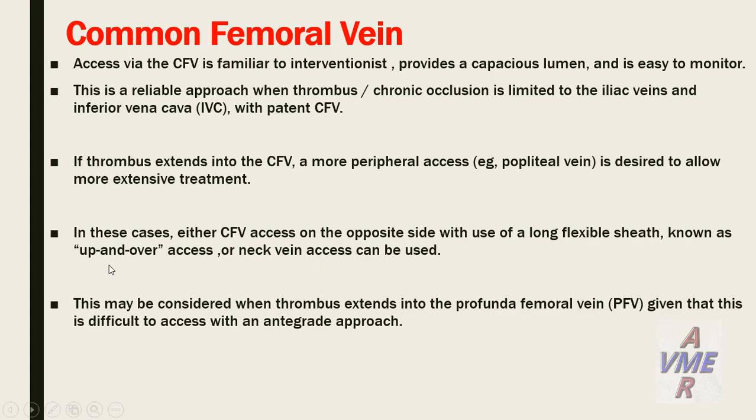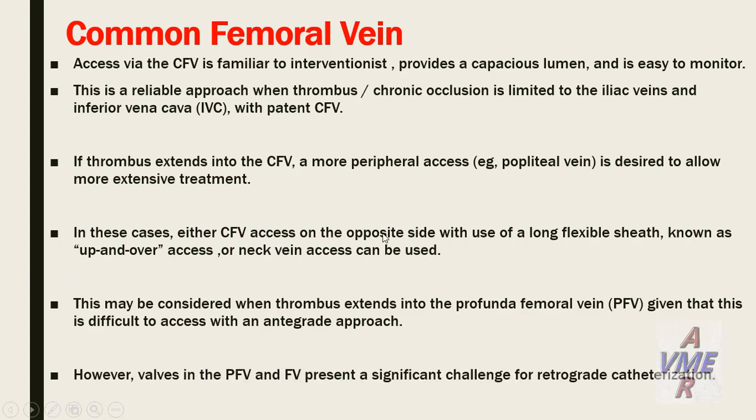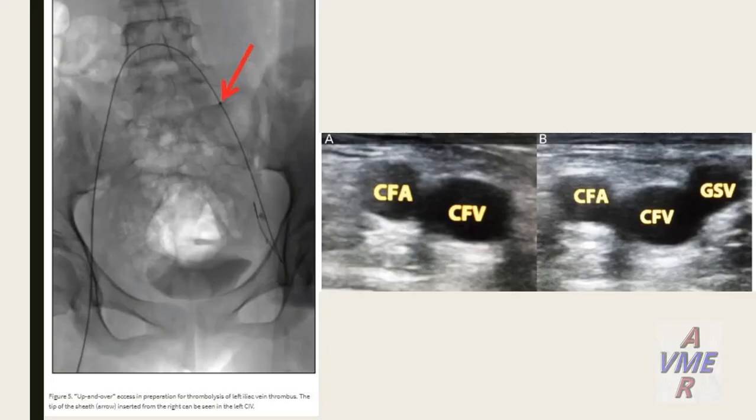You need to make access from the opposite side as a crossover or from the long vein. However, valves in the profunda femoral vein and femoral vein present a significant challenge for retrograde catheterization from the neck or from the opposite side. This is a picture of the crossover access from the right common femoral vein to the left common femoral vein, and then access your wire into the profunda femoris or femoral vein if you have thrombosis.